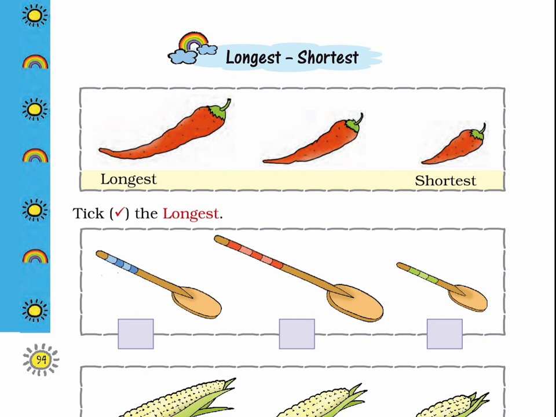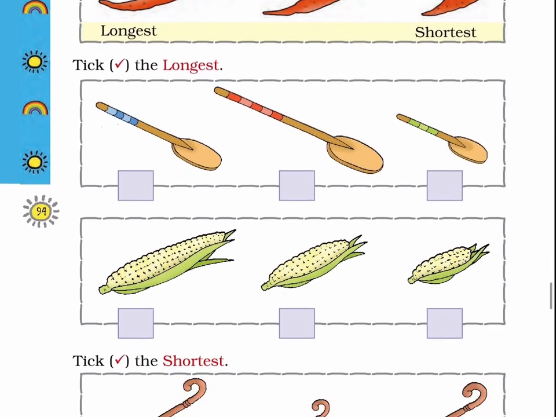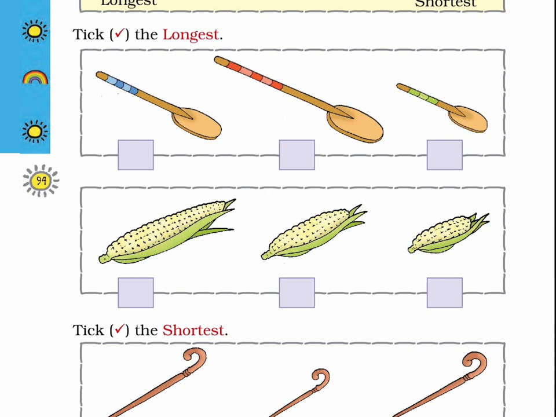Part 2 picture shows paddles. Paddle 1 is as long as your upper arm from shoulder till elbow. Paddle 2 is as long as your arm from shoulder till middle finger. Paddle 3 is as long as your palm. You have to identify and tick the longest.